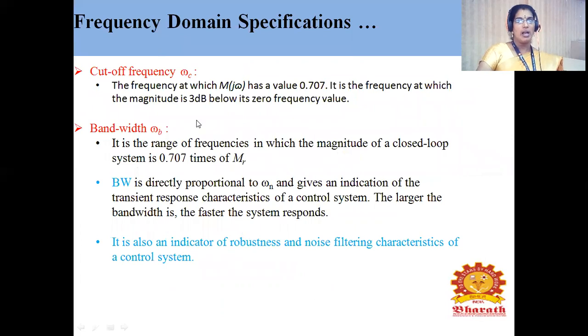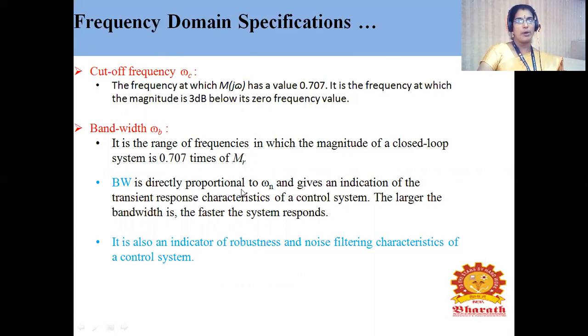Next, the third one is cutoff frequency. The frequency at which M of j omega has a value of 0.707 is nothing but the cutoff frequency. It is the frequency at which the magnitude is 3 decibels below its zero frequency value. Okay. Fourth specification is bandwidth. It is represented by omega suffix b. It is the range of frequencies in which the magnitude of the closed loop system is 0.707 times MR. So bandwidth will be 0.707 into MR.